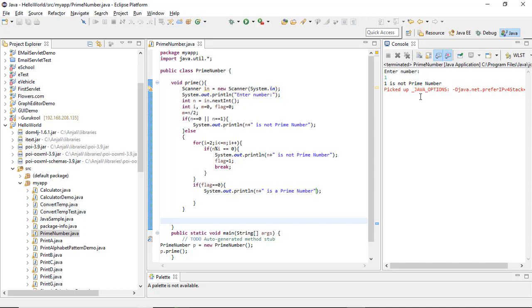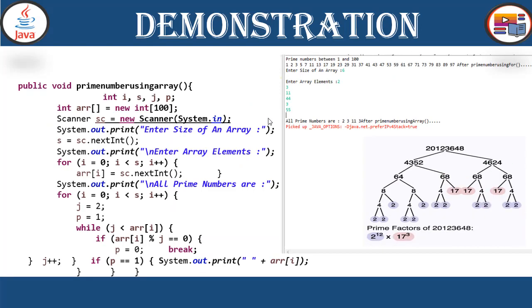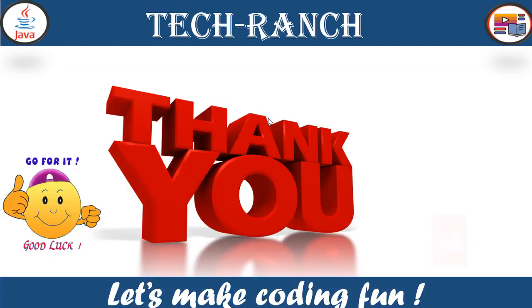So this is the live implementation of prime number. We have seen the live demonstration and execution of prime number. So far we have done Fibonacci, factorial, star pattern, palindrome, decimal to binary converter, permutation, and prime number. In the next series we are going to see some more implementations and more detailed live demonstrations for you.